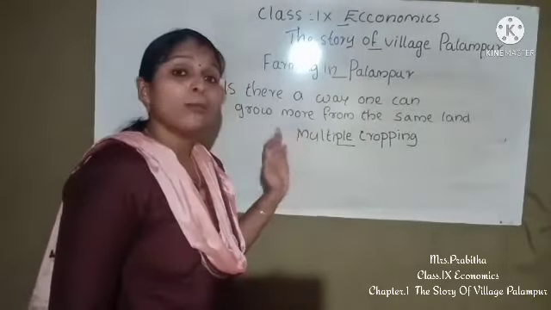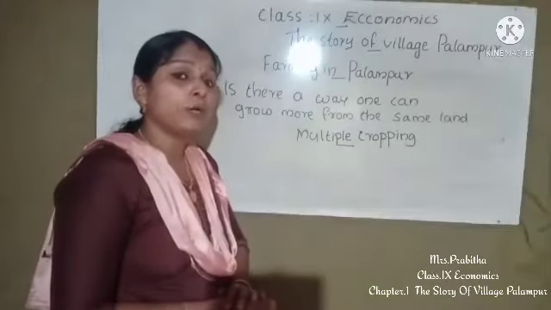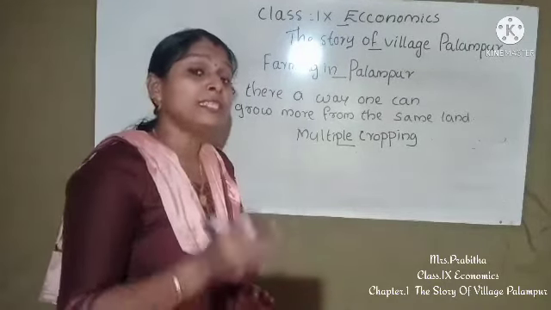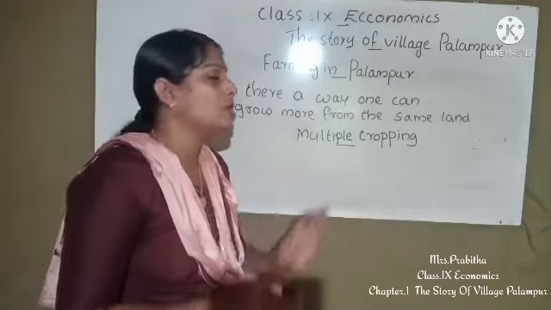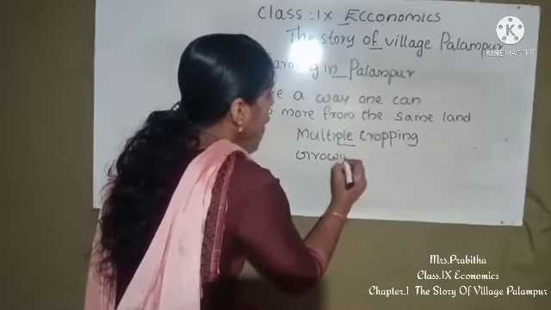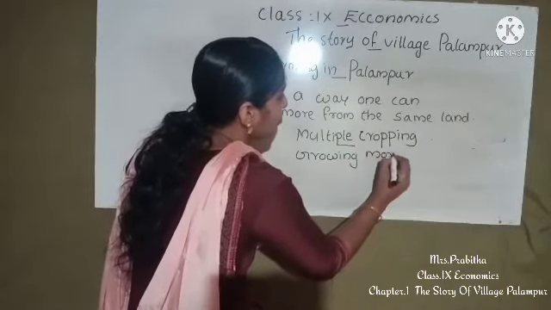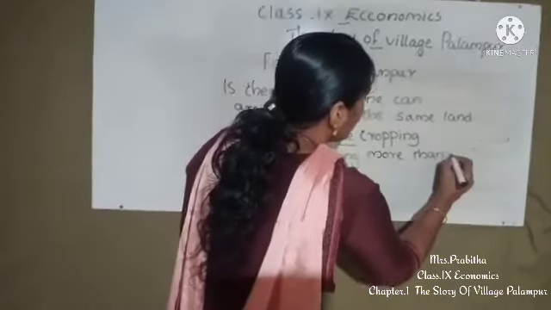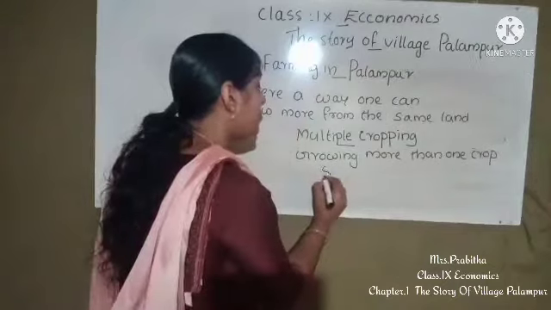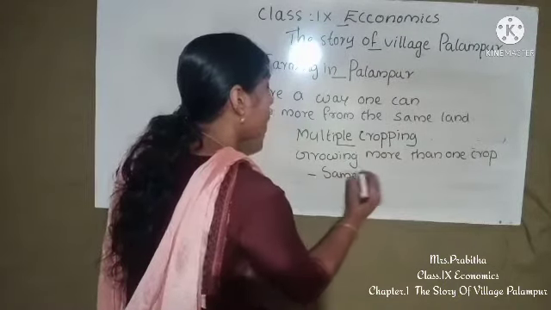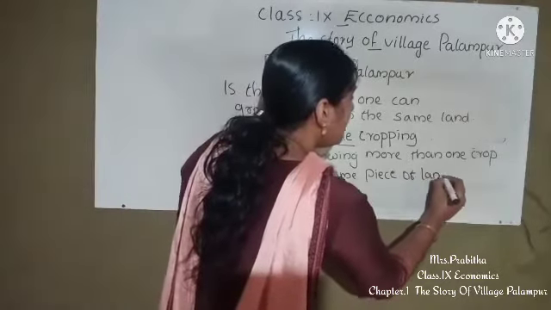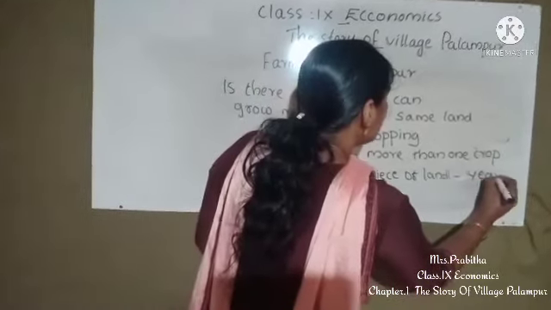Next topic is about multiple cropping. What is multiple cropping? Multiple cropping means growing more than one crop in the same piece of land in a year. Growing more than one crop in the same piece of land in a year is called multiple cropping.